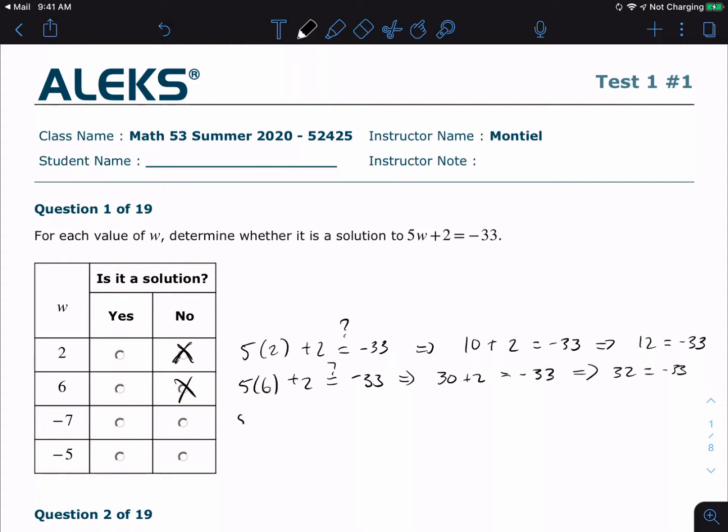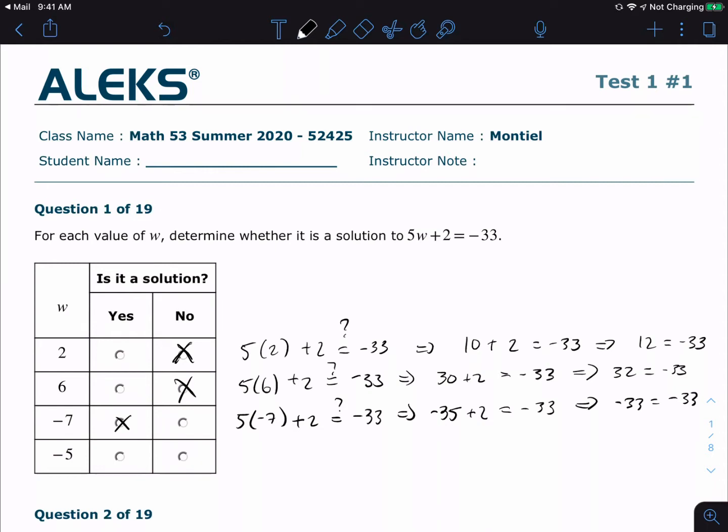Now, in the next one, 5 times negative 7 plus 2. Is that equal to negative 33? Well, that's going to give me negative 35 plus 2, and negative 35 plus 2 is going to give me negative 33, which is equal to negative 33.